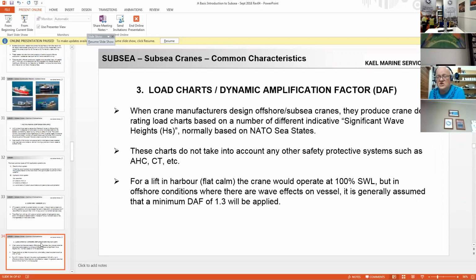1.3 is just a general rule of thumb. The DAF can change depending on the load. If the sea states are high, it may be a DAF of 2. A 50-ton crane will then be derated to 25-ton, for example. Basically, because of the waves, you are derating your crane, so the effects of the wave action on that load do not overload the crane. That's why you reduce the load.